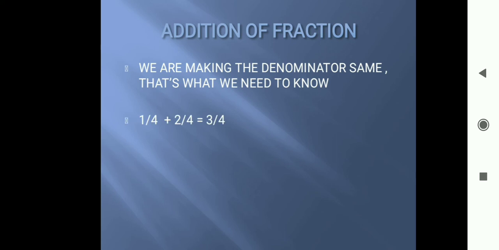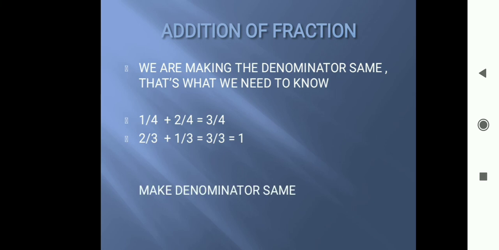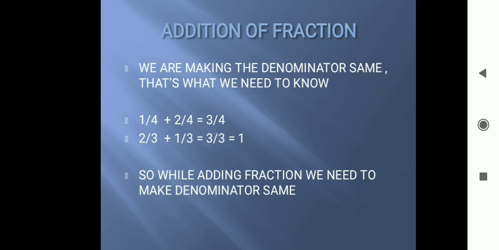1/4 plus 2/4, or 1 upon 4 plus 2 upon 4 is equal to 3 upon 4. 2 upon 3 plus 1 upon 3 is equal to 3 upon 3, which is equal to 1. So in this case 1 upon 4 plus 2 upon 4 is equal to 3 upon 4. Over here the denominators are 4. So that is 1 plus 2 upon 4, which is equal to 3 upon 4. That's the thing you need to know. So while adding fractions, the basic thing is to make the denominator same.